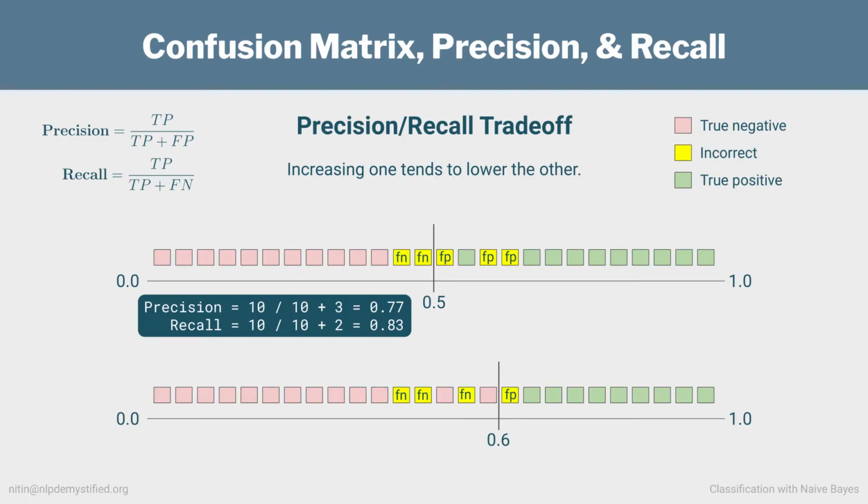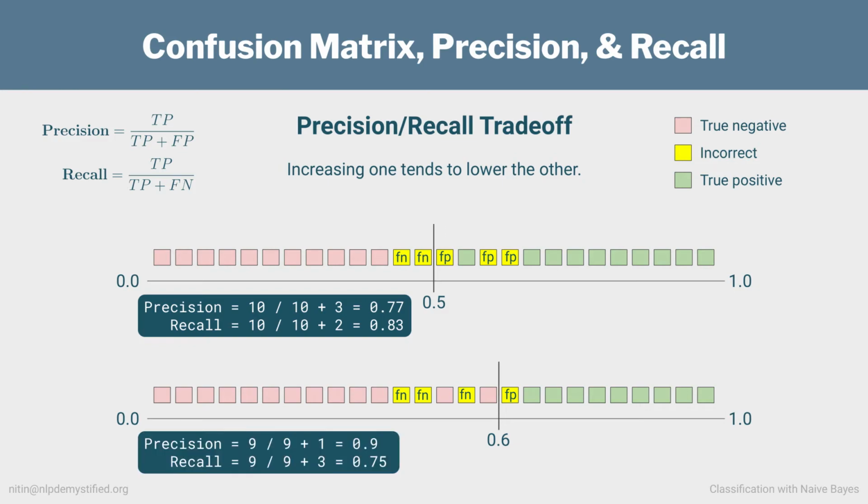Alright, let's say we increase the threshold for a positive classification to 60%. In this case, any previous false positive now on the left side of the threshold is a true negative, a pink square. In a similar vein, any green square caught on the left side of the threshold is now a false negative. With a threshold of 60%, our precision rises to 90% and our recall drops to 75%.